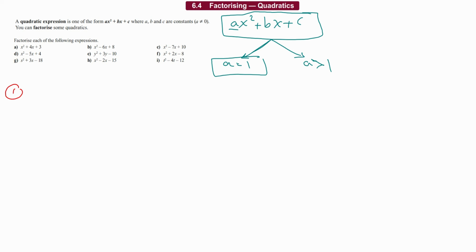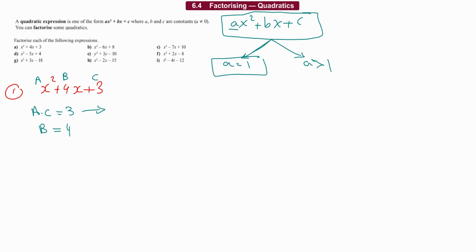First example here, x squared plus 4x plus 3. How to factorize this expression? Okay, number one, you have to label each coefficient. Here we will say that coefficient a, here b, and here the constant is c. Then, step number 2, you will multiply a by c. 1 times 3 equals 3, and b equals 4.